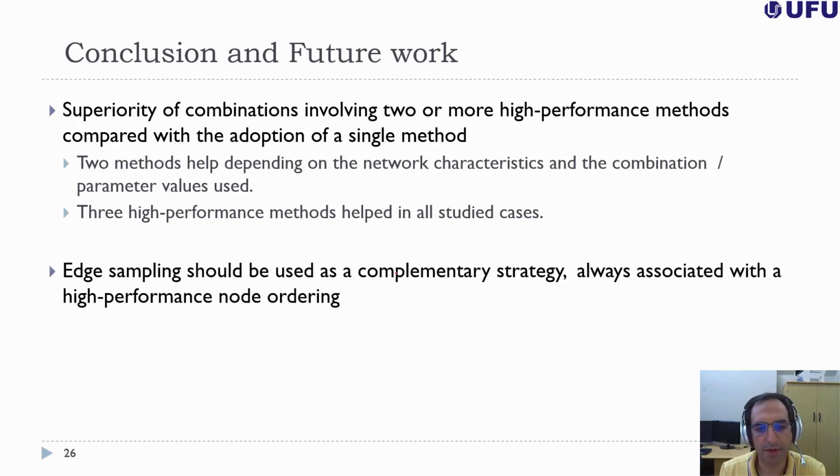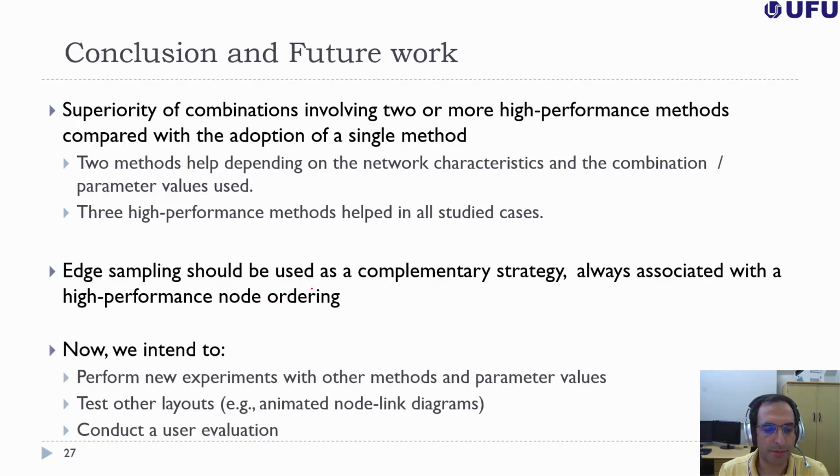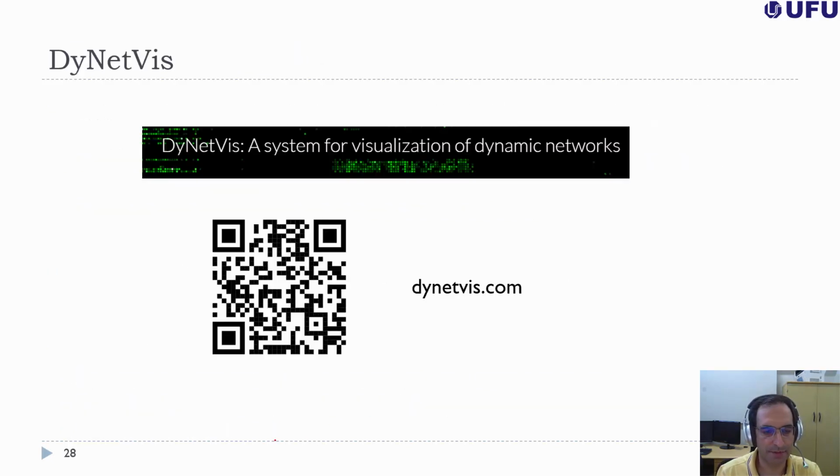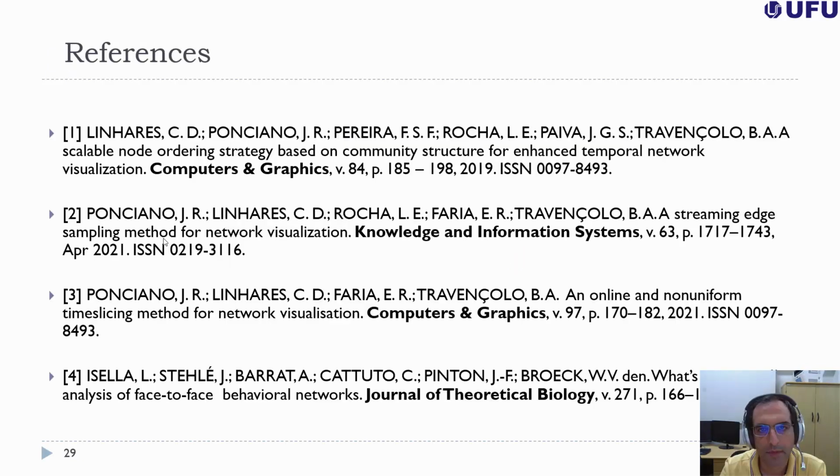Edge sampling should be used as a complementary strategy, always associated with a high-performance node ordering. The node ordering is very important in all situations. Now we intend to perform new experiments with other methods and parameter values, test other layouts, for example animated node-link diagrams, and conduct a user evaluation. All the experiments were performed on DynetVis. You can download DynetVis. It's free software for network visualization.